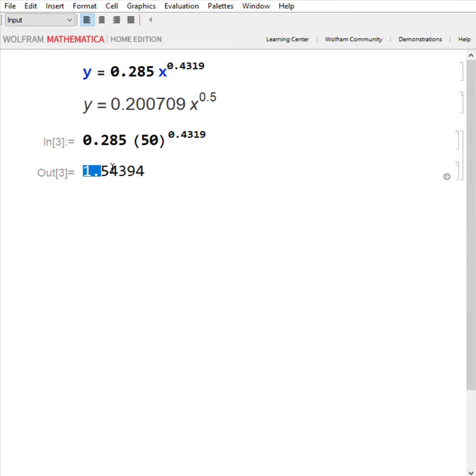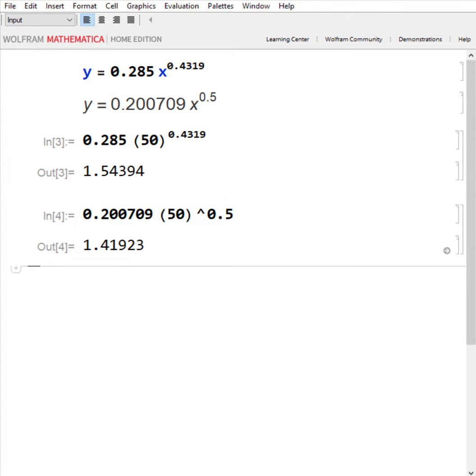We get a period of 1.54394 seconds. If we take the theoretical model and do the same thing, copy as plain text, we're going to replace x with 50 once again and evaluate. We get a period of 1.41923 seconds. So these results are pretty close to each other.